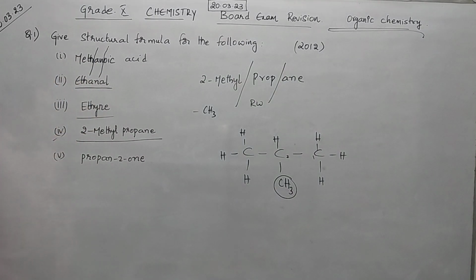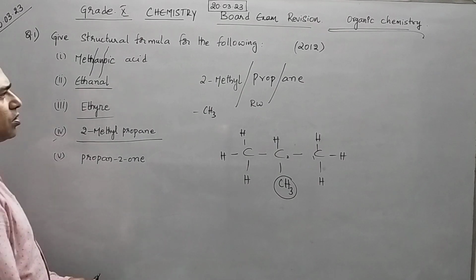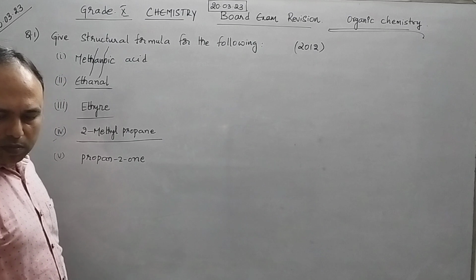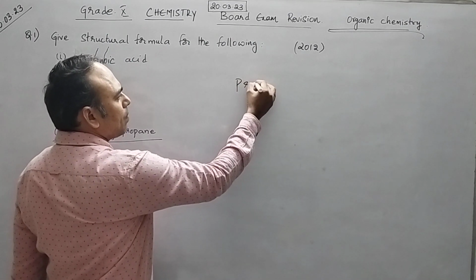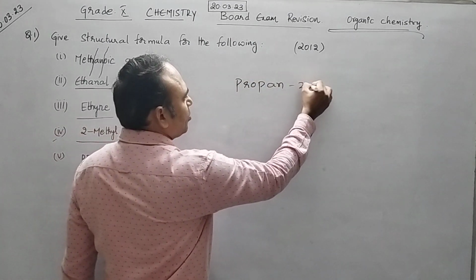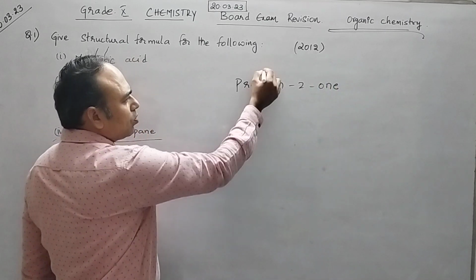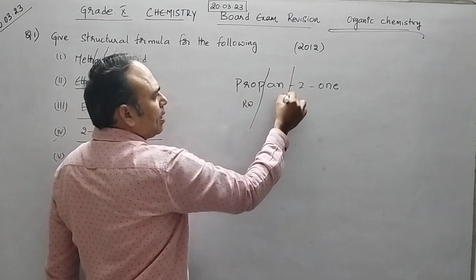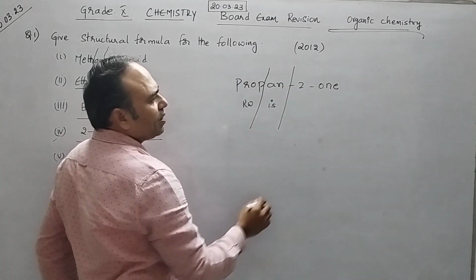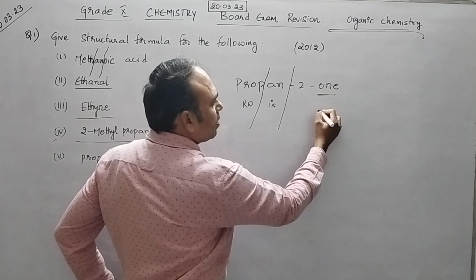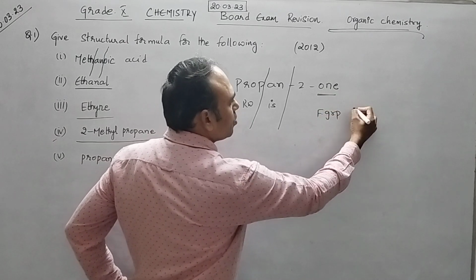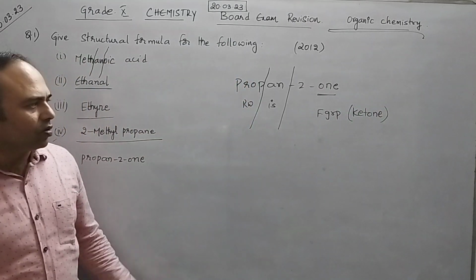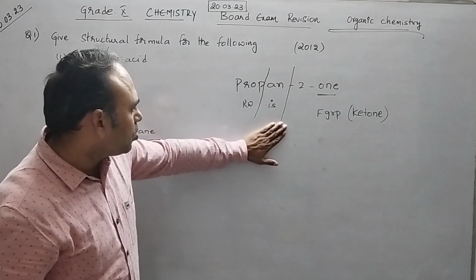Now the last one is propan-2-one. Hope you have understood this. Next, propan-2-one. Propane will be your root word. Ane is nothing but the primary suffix. Second position, what is there? You have the functional group ketone. Now write the structure of this whole thing.